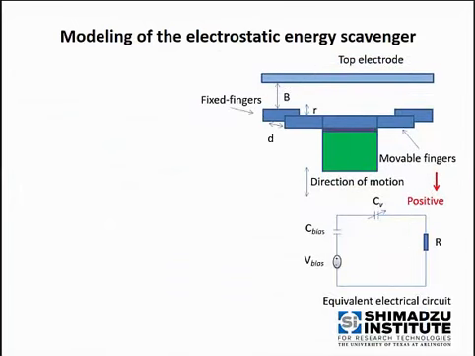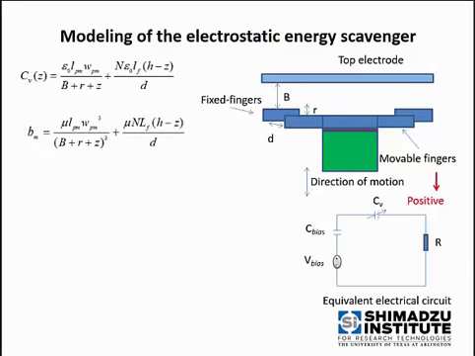A cross-section of the device can be used to explain the device further. This is the proof mass with movable fingers around it, and fixed fingers coming out of the sidewalls and the top electrode. The direction of motion is in the Z direction, or out of plane. During modeling, all downward motions were considered positive.